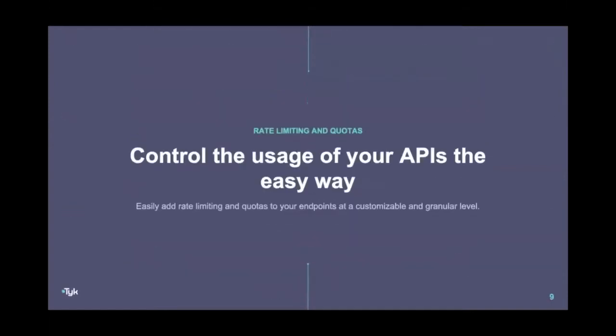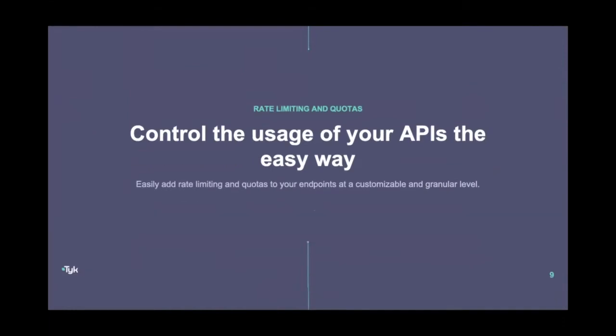Then we have rate limiting quotas, kind of a staple of API management. So, requests per second, and then you have your quota, which is going to be a longer limit based on a longer time span, whether it be a week, a month, or a year.